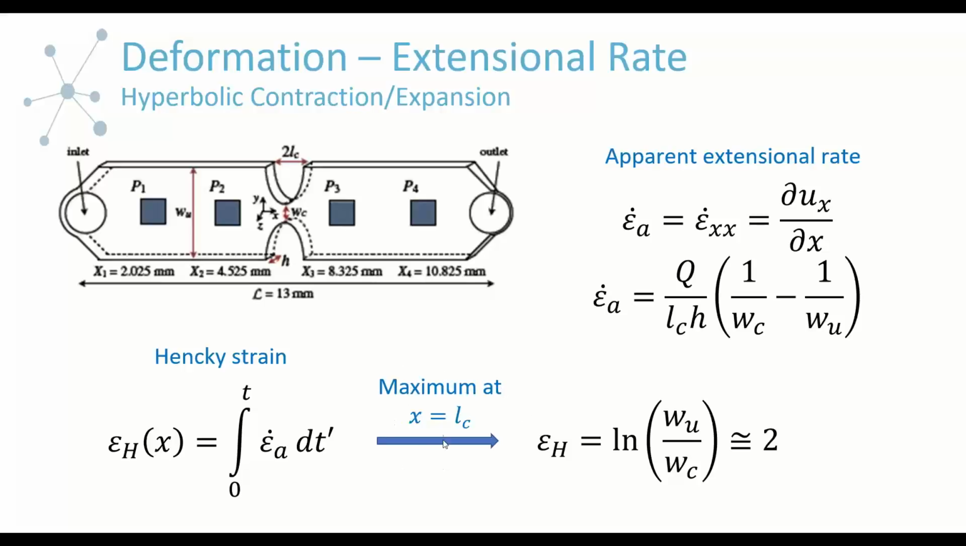Again, not wanting to go too much into the math, what we find is that this strain is maximum as it hits the throat of the constriction. And because our channel geometry is fixed, this Hencky strain at its maximum value is just related to the 2 channel width values and gives a constant of approximately 2. Okay, so now we know how to relate the extensional rate to all of the properties we have in the channel and our controlled flow rate. And we understand that the maximum strain that the fluid can experience in our flow channel is about 2.